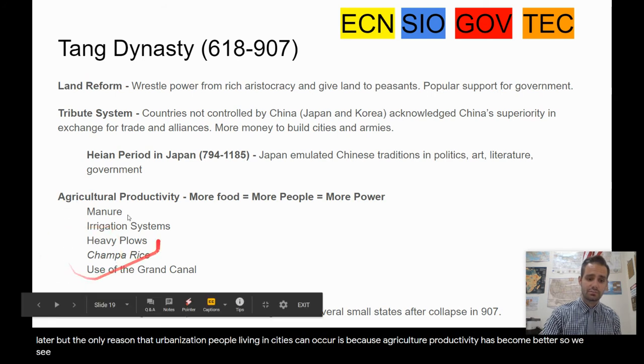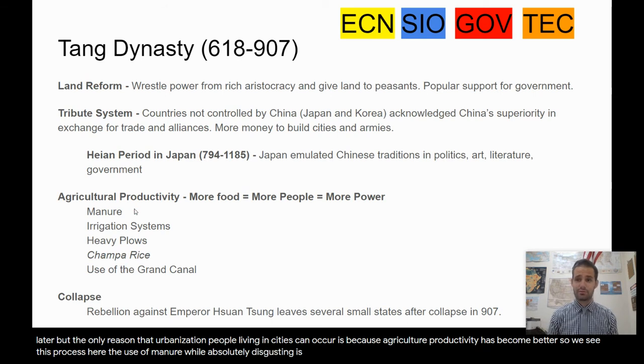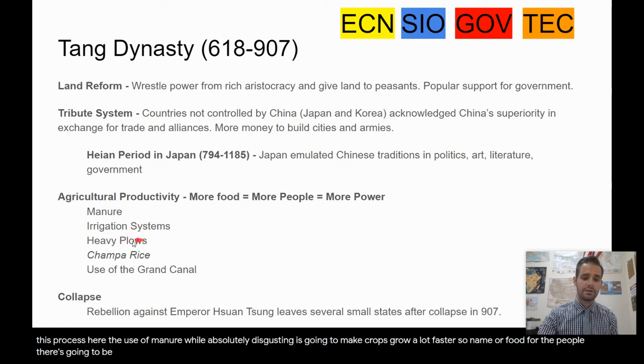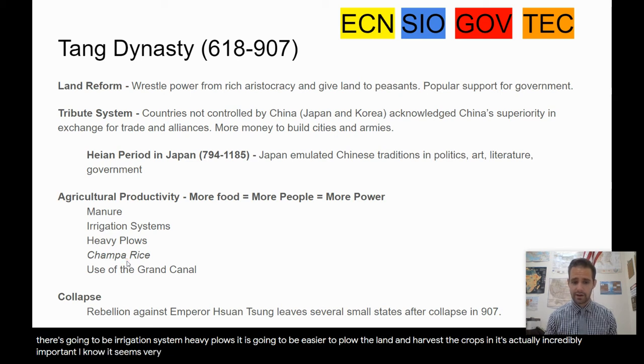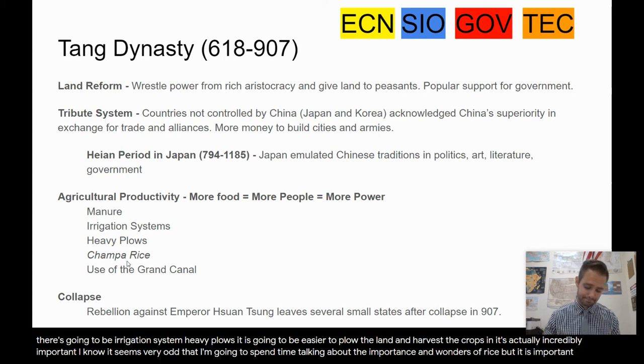So we see this process here. The use of manure, while absolutely disgusting, is going to make crops grow a lot faster. So, hey, more food for the people. There's going to be irrigation systems, heavy plows. It is going to be easier to plow the land and harvest the crops. And Champa rice. Don't sleep on Champa rice. It's actually incredibly important. I know it seems very odd that I'm going to spend time talking about the importance and wonders of rice, but it is important.